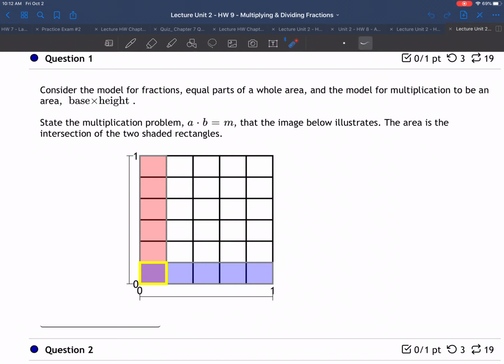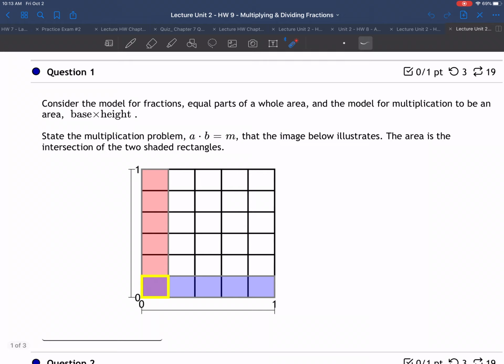Welcome to an example in which we are looking at fraction multiplication with a fraction bar model. So consider the model for fractions, equal parts of the whole area, and the model for multiplication to be an area, base times height. In other words, this is called a fraction bar. This is a great manipulative for kids to work with to get used to what fractions really are all about. So this fraction bar is showing a multiplication of two fractions.